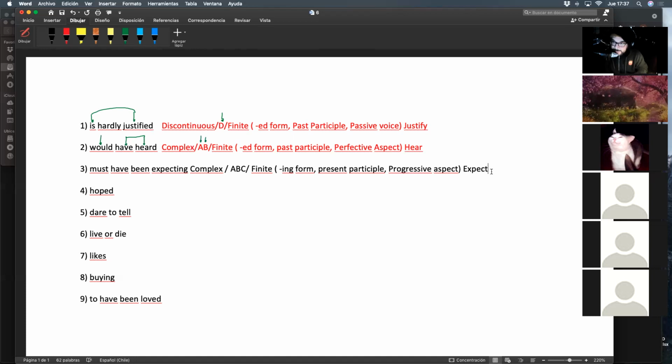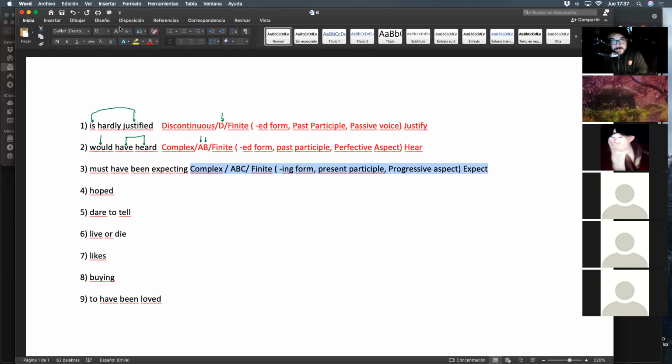Expect. ¿Queda claro? ¿Dudas, consultas, problemas, preguntas? Entonces la última parte, de cierta manera, respondería por qué es de esa manera el verbo, por así decirlo. El main verb, ¿cierto? Todo lo que está en paréntesis es sobre el main verb.